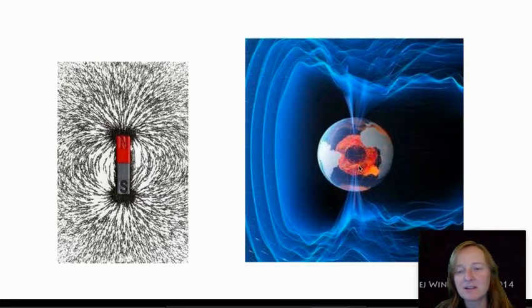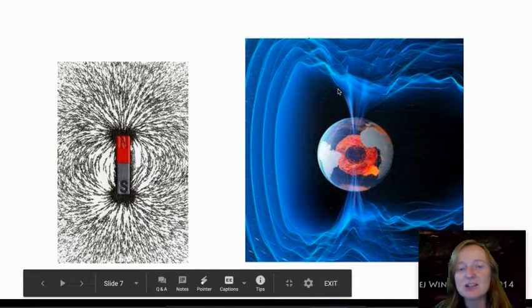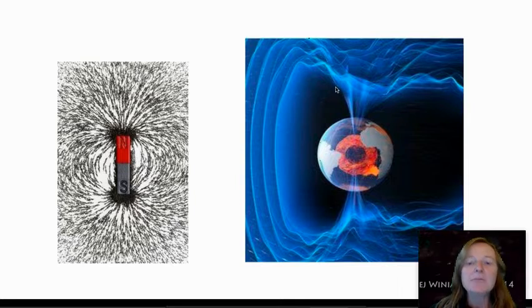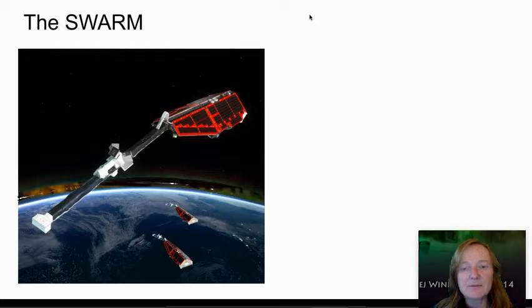Here's our Earth. That's just supposed to be a picture of the liquid core, and it's creating this shield, this magnetic shield around our planet. Thank goodness, because this magnetic field right here is going to protect us from the sun. Now, how do we know about all of this stuff? Well, there is a series of satellites. These are so cool. They're called the Swarm because there's multiples of them.